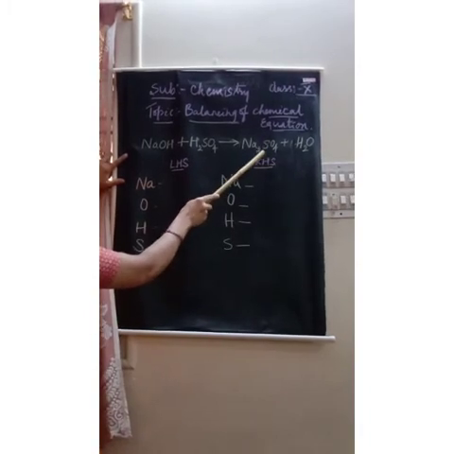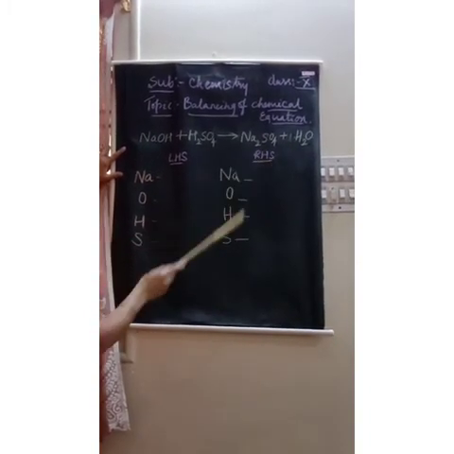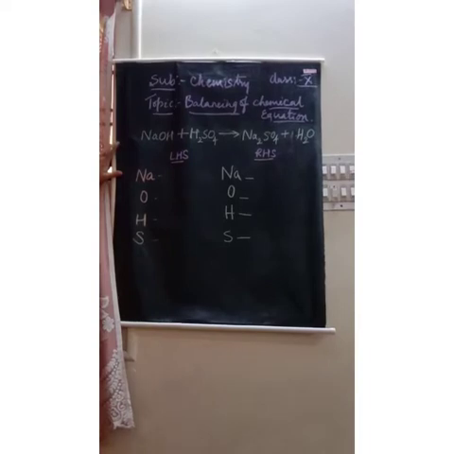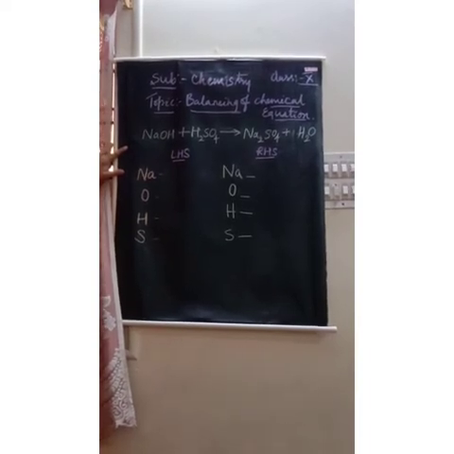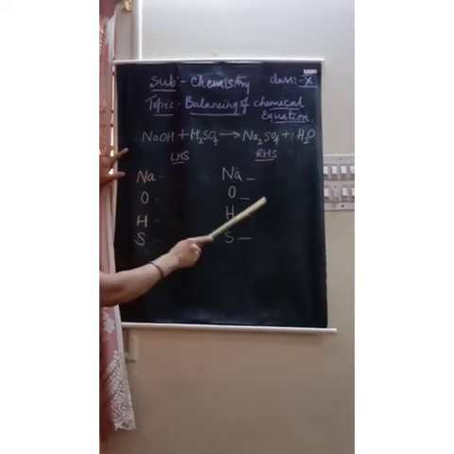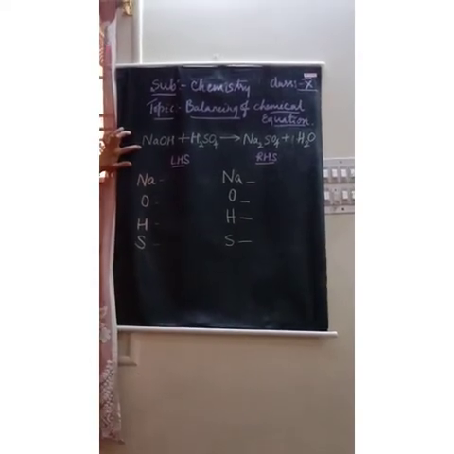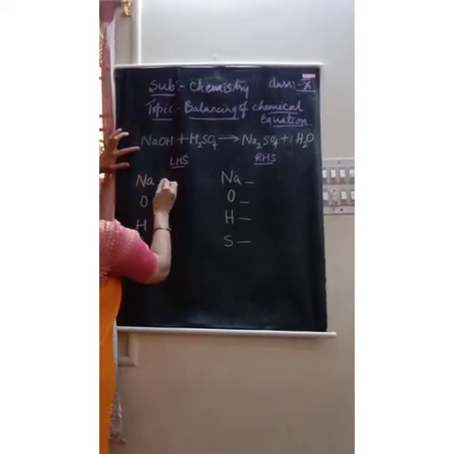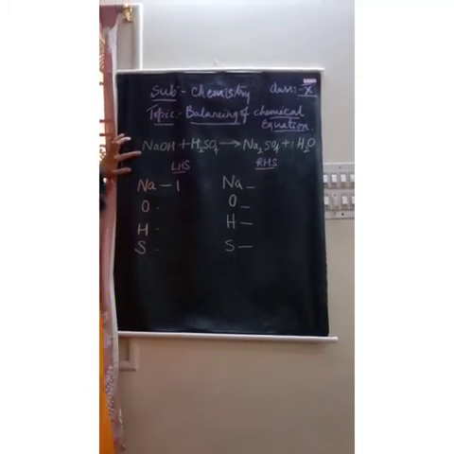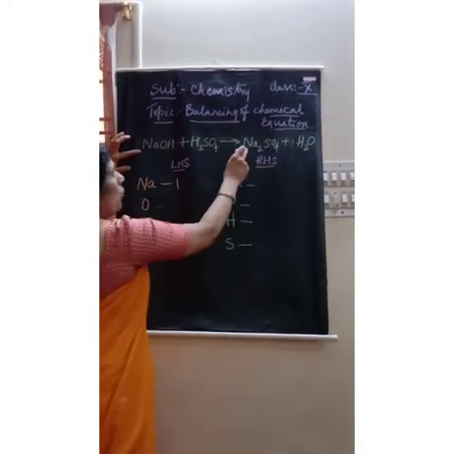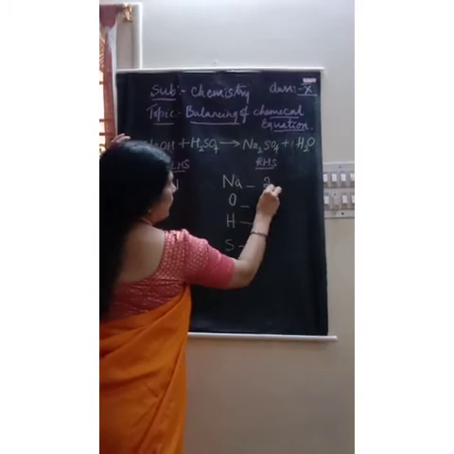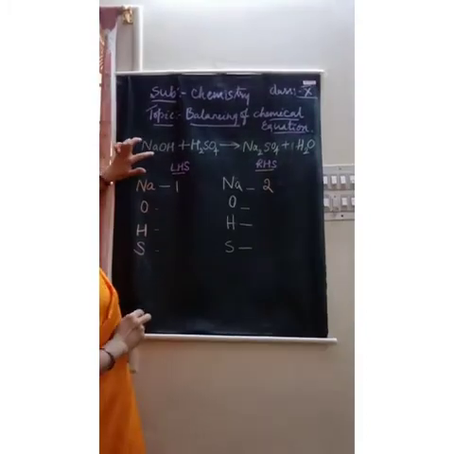Okay, so next hydrogen and sulfur. What we have to do next step? We have to count the number of atoms on both LHS and RHS. See what about sodium? How many atoms are there in LHS? 1. Shall I write 1 here? So what about here? How many atoms are there? 2. Clear, children?